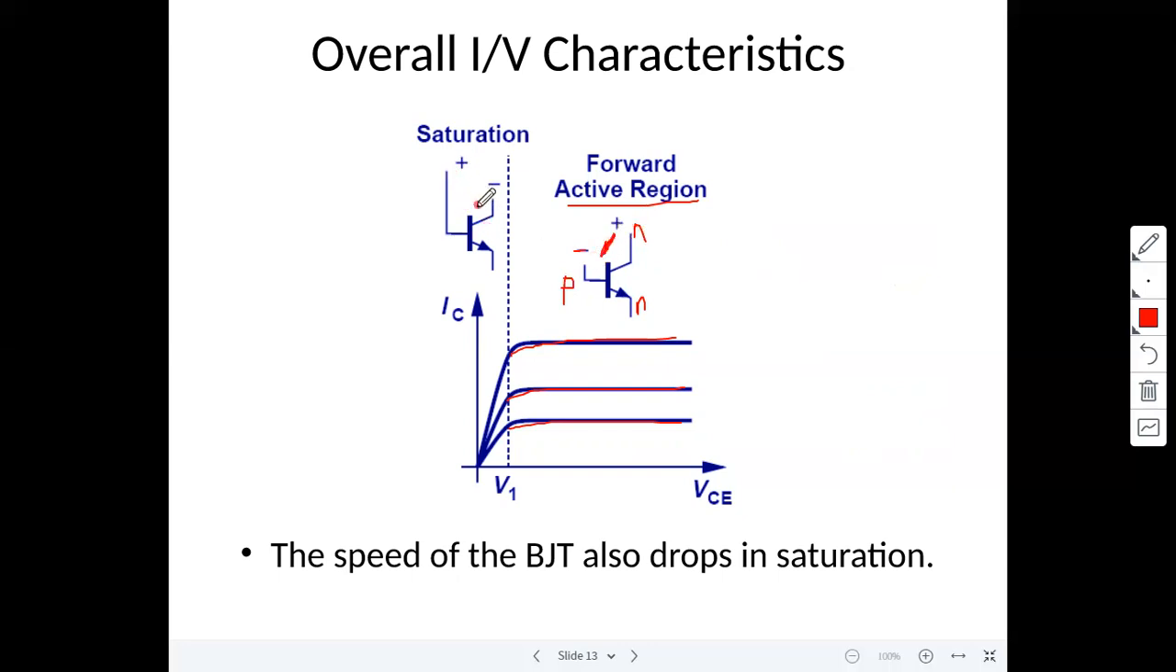Now in the saturation region, what happens? This is also forward bias. Here this is P and this is N, this is also N. This is forward bias, this is also forward bias. Now how to analyze here? Observe the left side of the graph. VCE reduces, not increases, right? VCE reduces. What about collector current? IC also reduces.